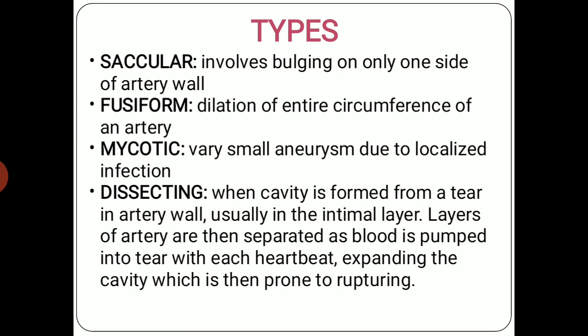Then next type is the fusiform. In fusiform, the entire circumference of an artery is involved. In the next slide we will see the images together, but try to understand. ठीक है. Then mycotic, in which there is a small aneurysm which is located to the localized infections. This occurs because of the localized infection.